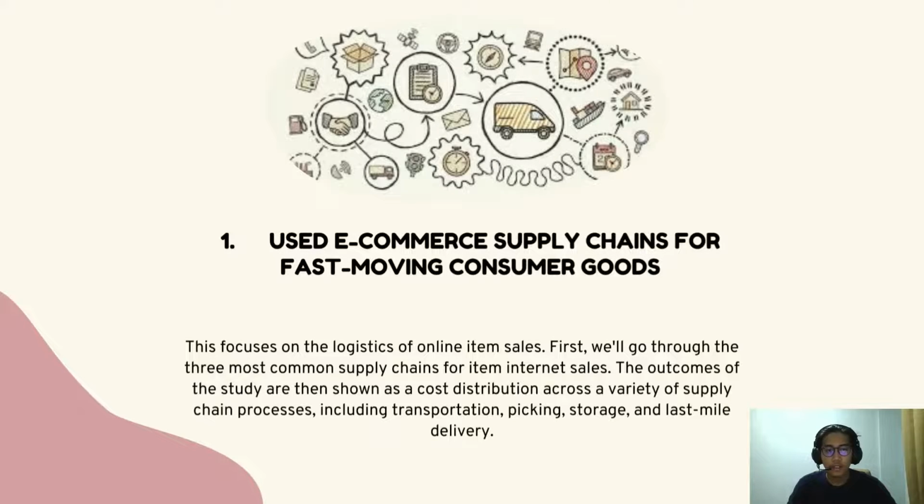So for the first, use e-commerce supply chains for fast-moving consumer goods. This focuses on the logistics of online item sales. First, we'll go through the 3 most common supply chains for internet item sales. The outcomes of the study are then shown as a cost distribution across a variety of supply chain processes, including transportation, picking, storage, and last mile delivery.